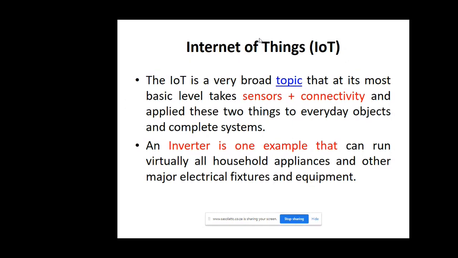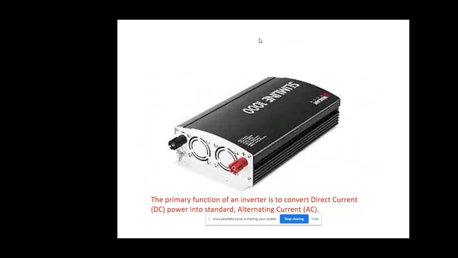They install an inverter, which is going to coordinate the entire current in the house so that even during load shedding, the inverter can even sustain the connectivity in the house. So it's one of the latest things that is emanating from the Internet of Things, a basic thing that we normally have in some households, and it looks like that. Its primary function is to convert direct current power into standard alternating current.